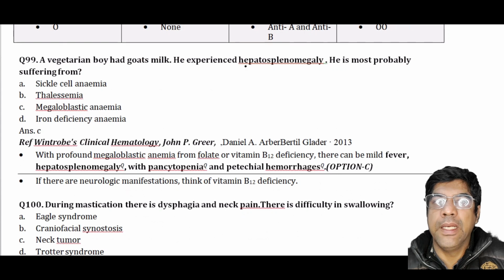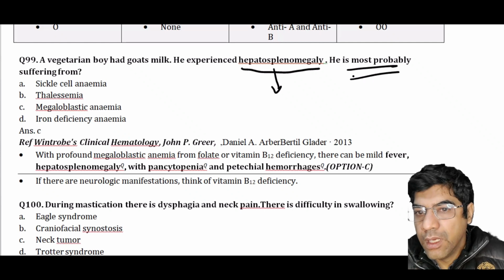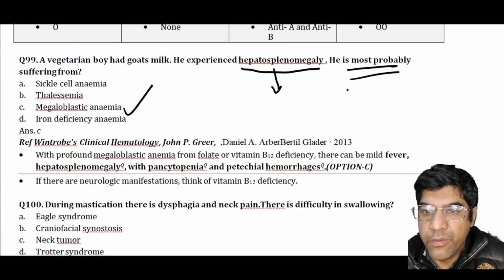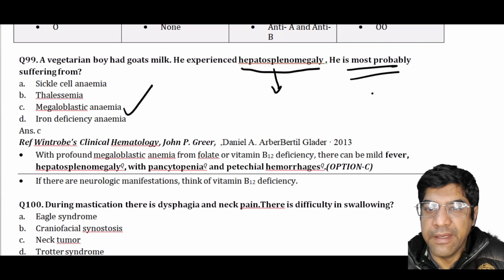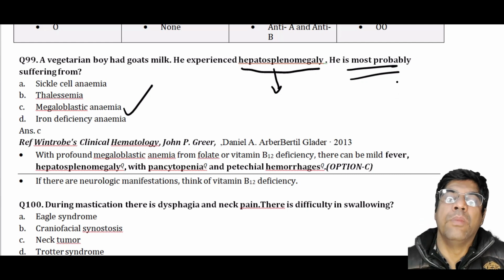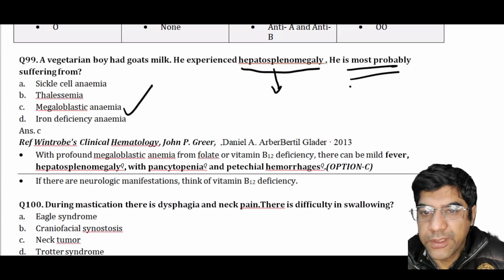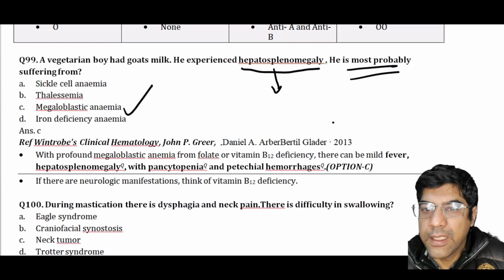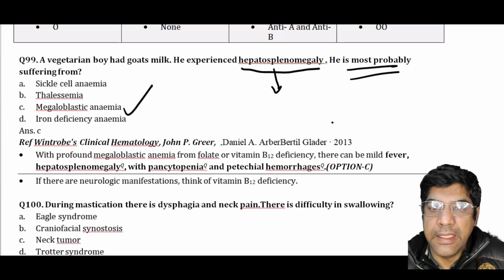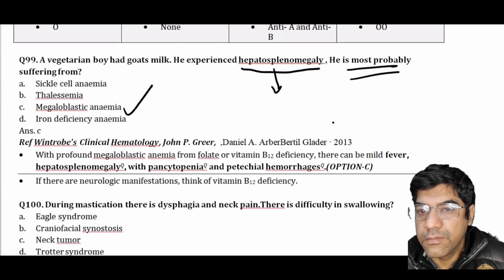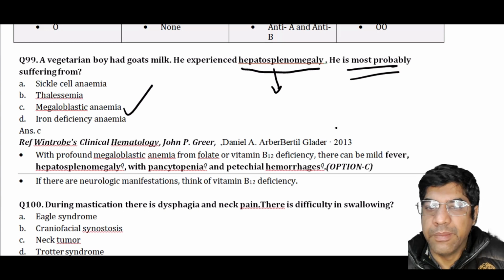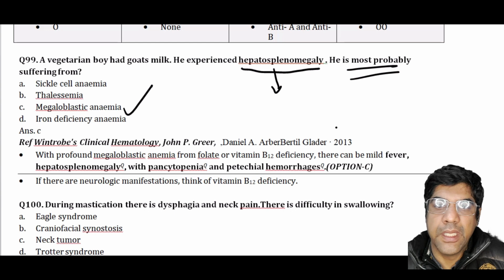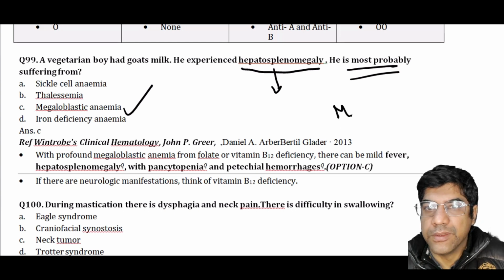Coming to the next question, a vegetarian boy has goat milk. He experienced hepatosplenomegaly. He is most probably suffering from, the answer is megaloblastic anemia. Hepatosplenomegaly with profound megaloblastic anemia can be associated with a deficiency in folate. So in the context of a vegetarian boy experiencing hepatosplenomegaly after consuming goat milk, megaloblastic anemia is the likely consideration.